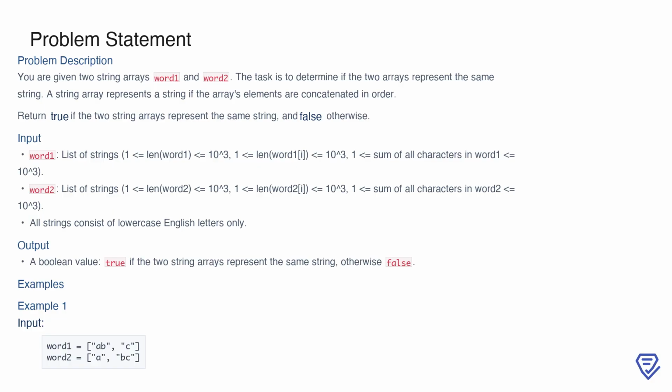The input consists of two lists of strings, where each string is made up of lowercase English letters. The size of each list and of the strings is constrained to ensure that the total number of characters in each list does not exceed 1000. The output is a Boolean value that indicates whether the concatenated strings are equal or not.